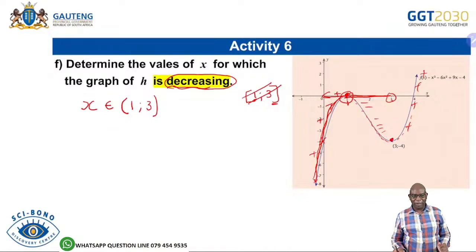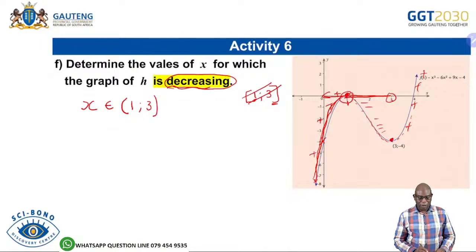In grade 10, we have done this notation. Let's go back and revise it. The round brackets mean that the 1 is not included, the 3 is not included. If I put the square brackets, it means that they are both included. And once I say they are both included, I can see that at 1 it's stationary, it's not decreasing. At 3 it's stationary, it's not decreasing. So that's how we write it. Or we can write it like this: x is less than 3 because it's decreasing, but it's greater than 1.